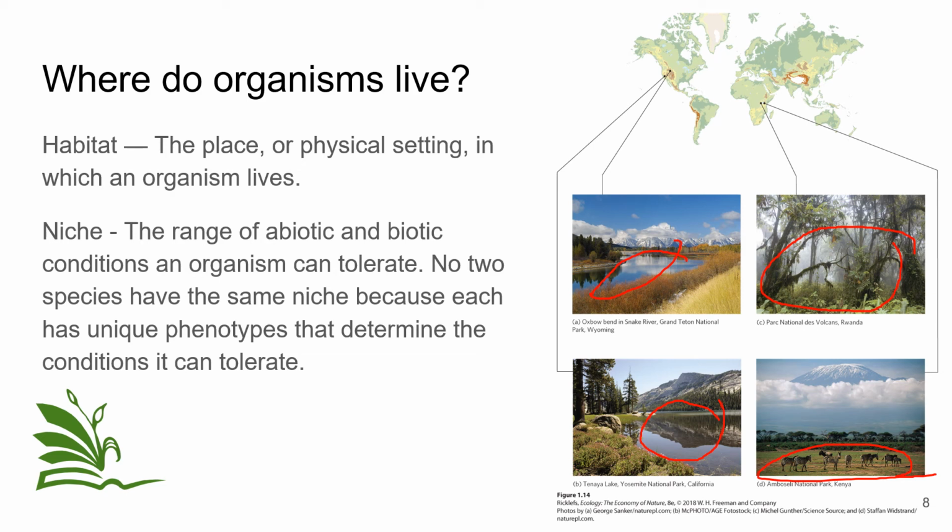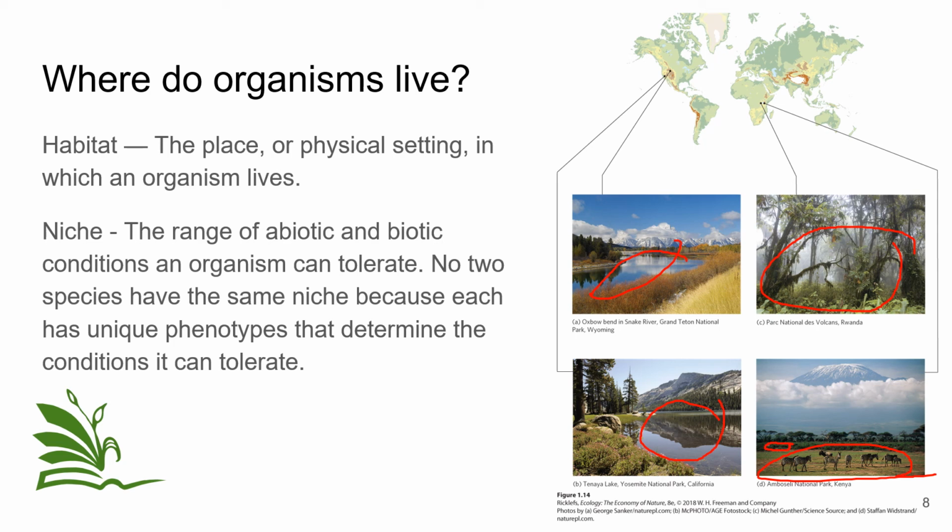Habitat differs from niche because while this zebra could live in this habitat, it probably has a wider range of tolerances. It probably could live in this little bit of scrub right back here too, right? So the range of a niche is a range of abiotic and biotic conditions that an organism can tolerate. So this might include the temperature, the soil type, the vegetation for that zebra. The interesting thing is that no two species have the same niche because each has a unique phenotype that determines the conditions that it can tolerate.